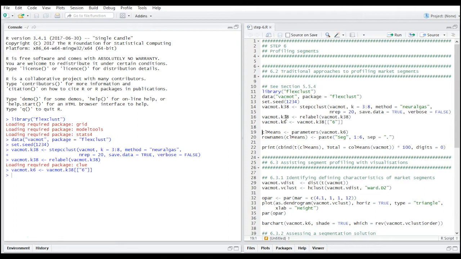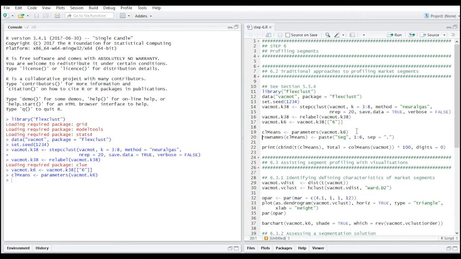and we remember the output of a partitioning method is always the centroids and the cluster assignments. So what we are interested in profiling here are the centroids, and we can extract the centroid information with the function parameters. If we use parameters, this will return cl means, and cl means contains the clusters in the rows, and as many columns as we have variables in our segmentation base. This is in this case 20. So each row represents the centroid for that cluster, sort of.